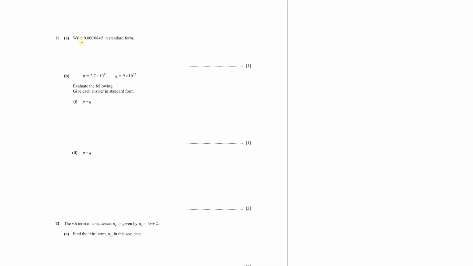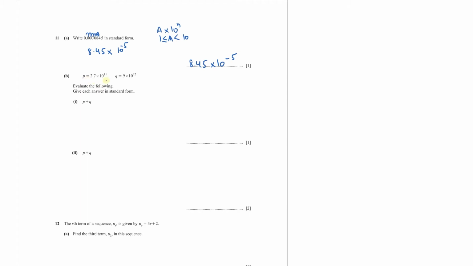Question number 11 is write this in standard form. So for standard form, I need to move the decimal here between 8 and 4 because standard form is a into 10 power n, where a is greater than or equal to 1 but less than 10. So I have to move 1, 2, 3, 4, 5 places to the right. So 8.45 into 10 power minus 5 because I moved the decimal to the right 5 places. If I move to the left, I increase the powers of 10. So this will be 8.45 into 10 power minus 5.